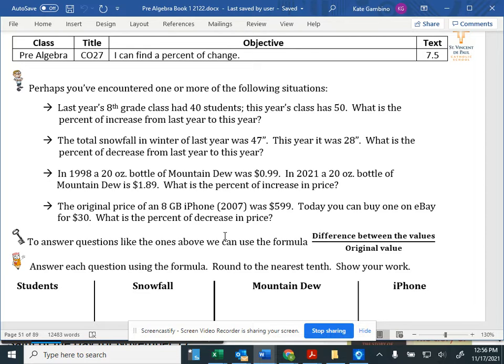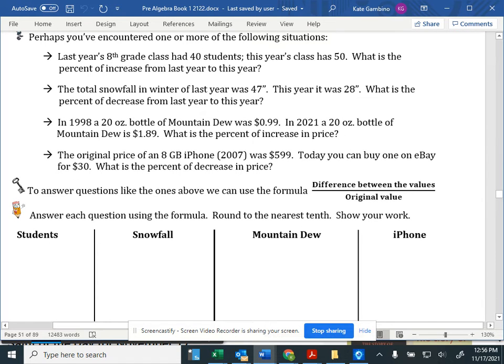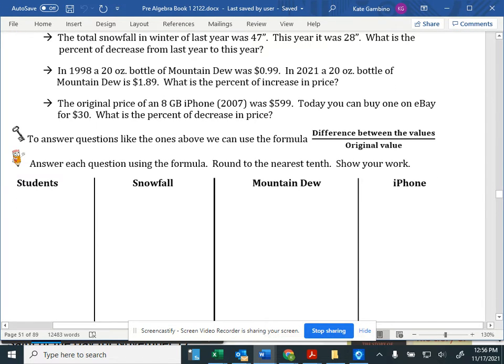In 1998, a 20-ounce bottle of Mountain Dew was only 99 cents. In 2020, a 20-ounce bottle of Mountain Dew is $1.89. Holy cow, what is that percent of increase in price? And the original price of an 8 gigabyte iPhone in 2007 was $599. Today you can buy one on eBay for only $30. What is the percent of decrease in the price?